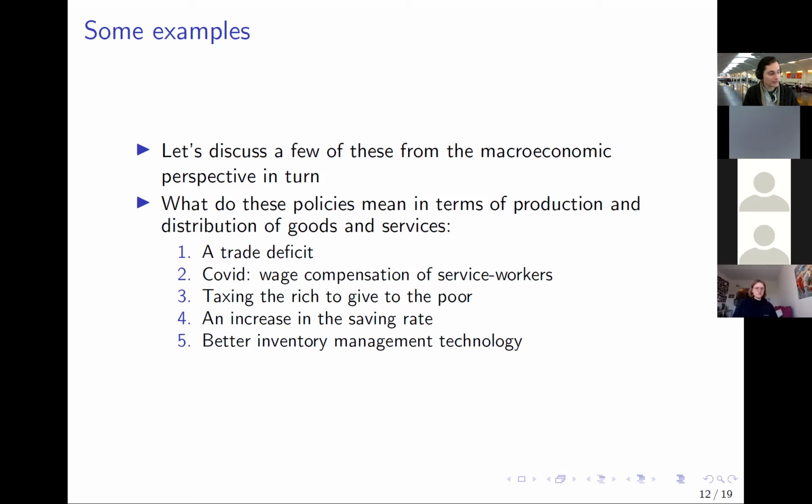And then the very last one I have here is better inventory management technology. I think I talk about that probably too much, but the idea is that if things are very well organized and we have some very good way of finding inventories, then that's kind of like a free lunch, because that's going to increase our production, right? With the same amount of resources, same amount of labor and capital, because we've now got better inventory management, we can actually get more outputs. So that's sort of an increase in the size of the pie, if you like. Okay.